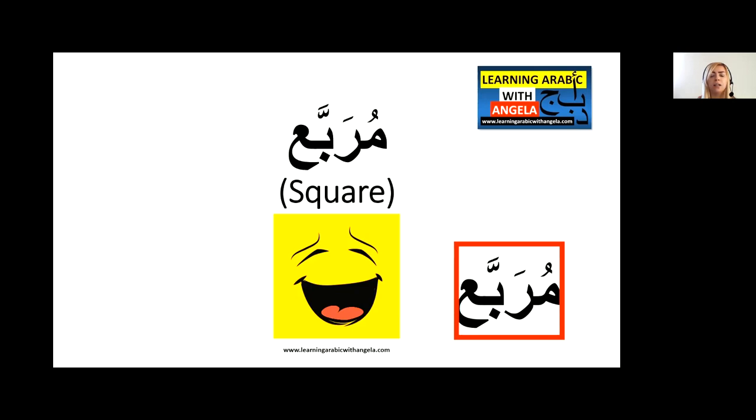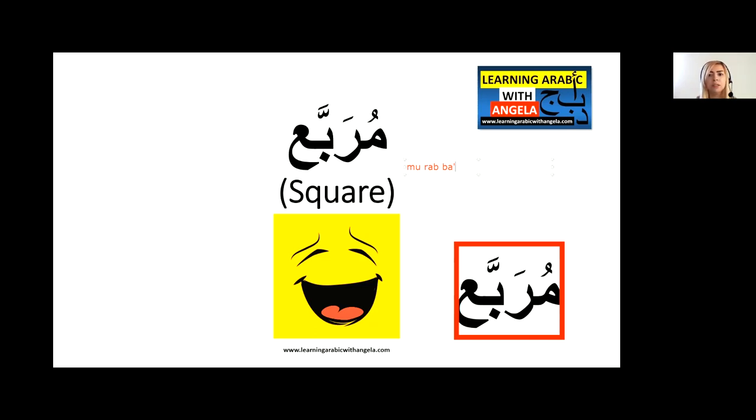مربع. Now it might be a bit tricky to pronounce because we have the gemination over here, over the ba, so we have a double letter. So mu, rab, ba. Mu rab ba.